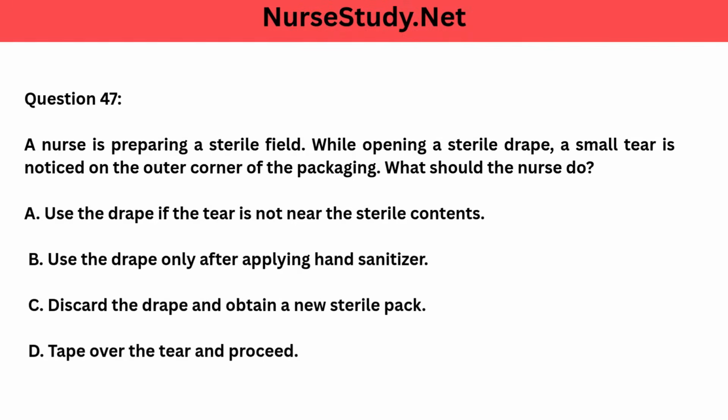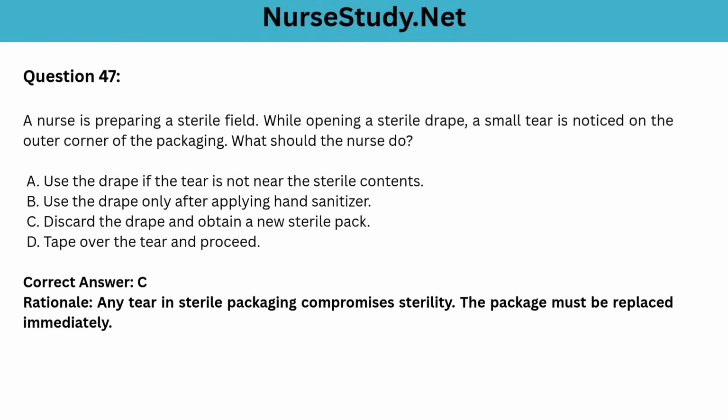Question 47. A nurse is preparing a sterile field. While opening a sterile drape, a small tear is noticed on the outer corner of the packaging. What should the nurse do? A. Use the drape if the tear is not near the sterile contents. B. Use the drape only after applying hand sanitizer. C. Discard the drape and obtain a new sterile pack. D. Tape over the tear and proceed. Correct answer. C. Rationale. Any tear in sterile packaging compromises sterility. The package must be replaced immediately.